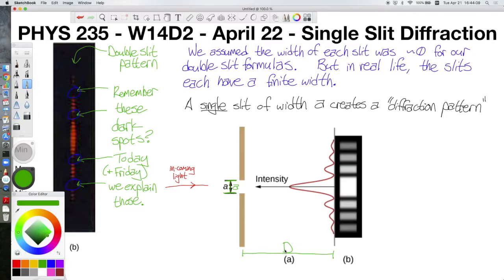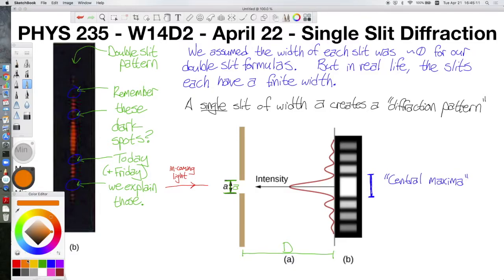We can see some similarities. Our brightness is largest in the middle and decreases as we move out toward either edge. And we do have alternating bright and dark fringes, but there are a couple differences. We will have what we call a central maxima, which is going to be this bright spot here, measured from the first dark spot on one side to the first dark spot on the other side.